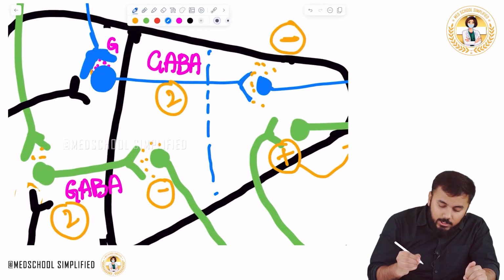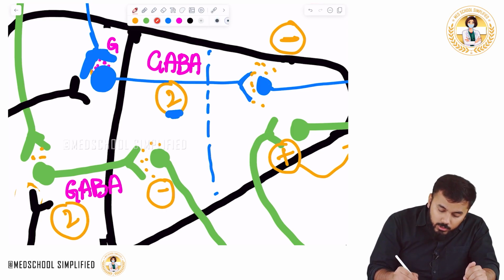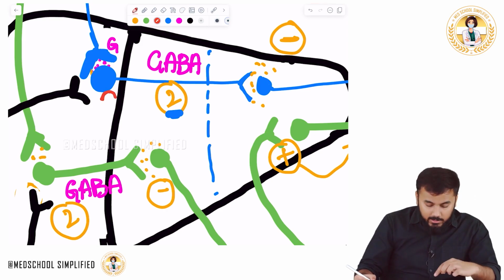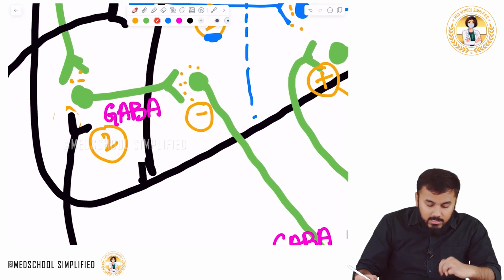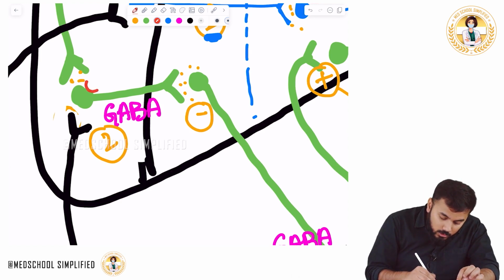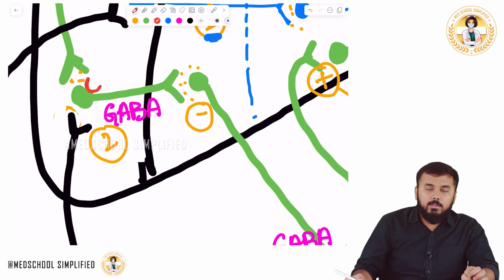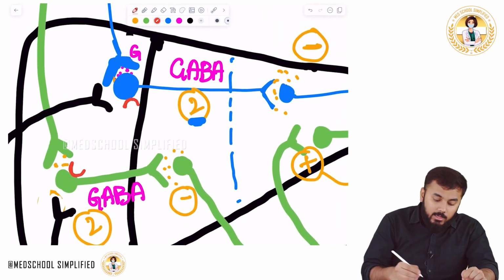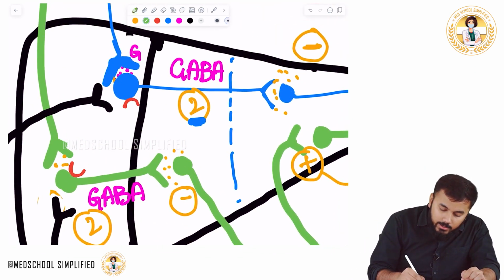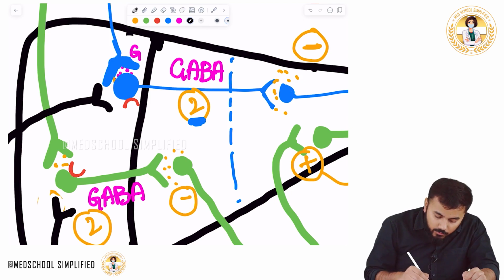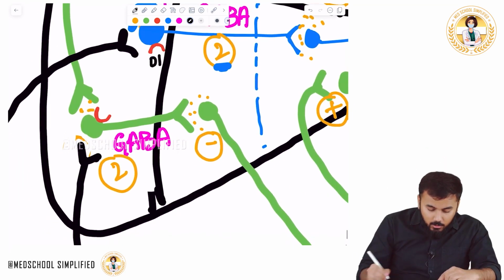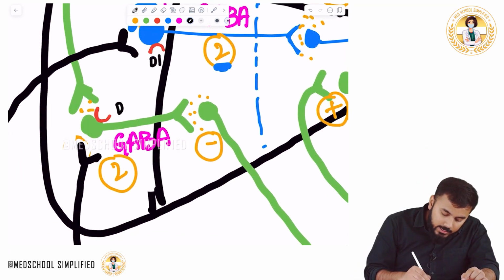right? So this neuron number 2, you see, is having a small receptor on its surface. In the same way, this green color neuron over here is also having a small receptor here. Okay. So what is this receptor which is located here? This receptor over here is called the D1 receptor. And this receptor over here is called the D2 receptor.